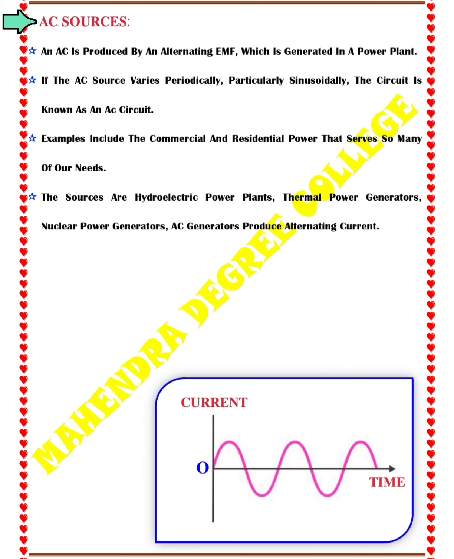Standard frequency. It means in most countries 50 Hz cycles per second, for example India and Europe. In some countries it is 60 Hz cycles per second, for example USA and Canada. This means the current reverses 50 or 60 times per second.